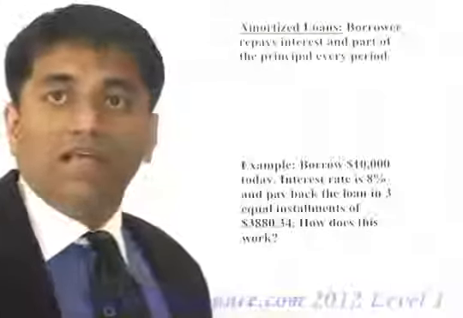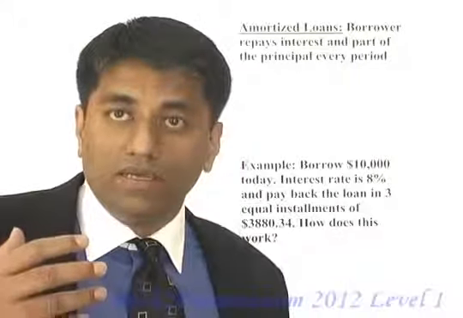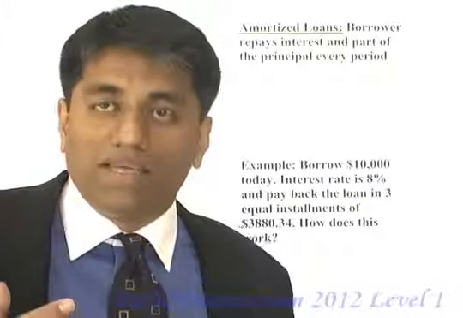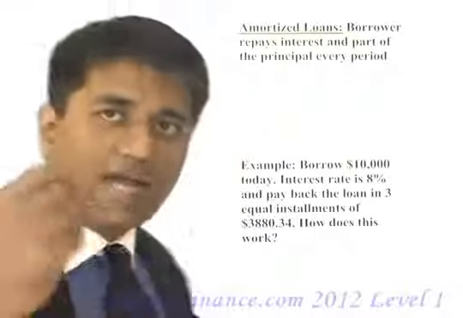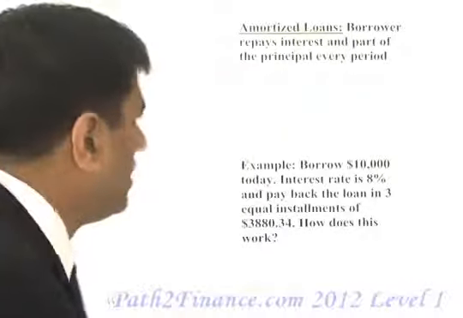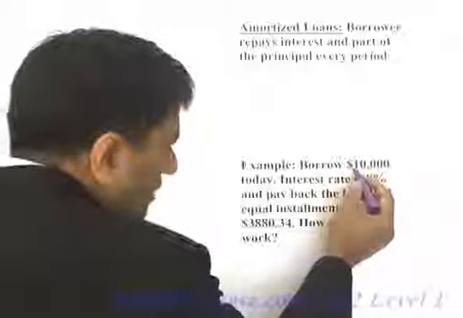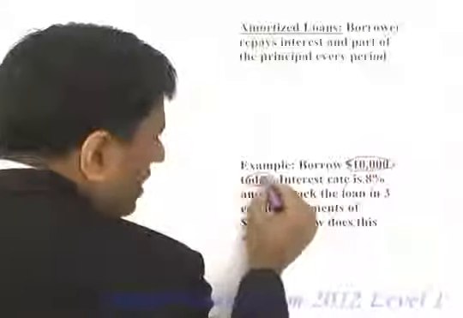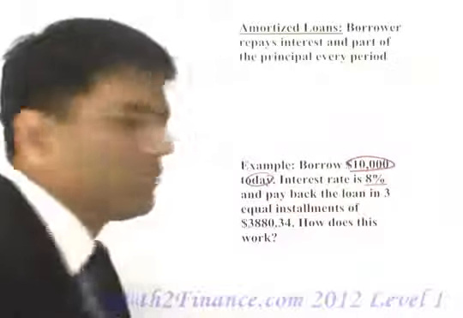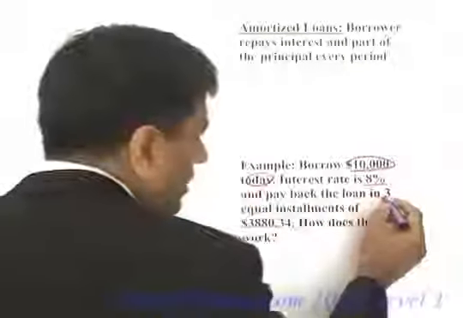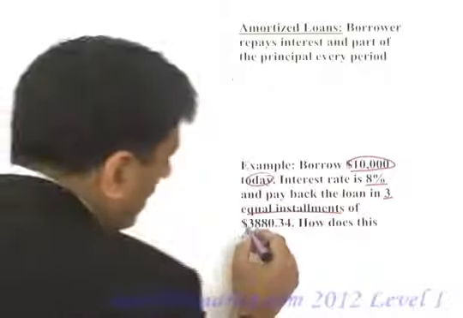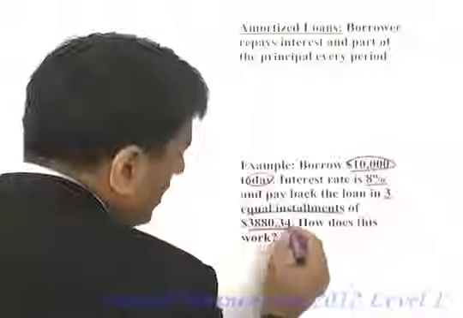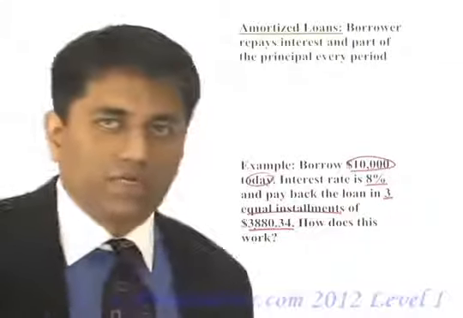Much better. So I can actually now take an amortized loan and using my monthly income pay back the loan over time. So we start with a very simple example of an amortized loan. The borrower has received $10,000 today. The interest rate is 8%, and the loan is to pay back in 3 equal installments of $3,880 and 34 cents. So how does this work?